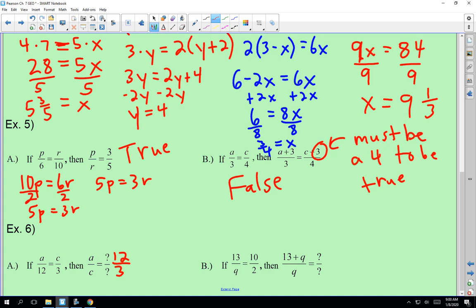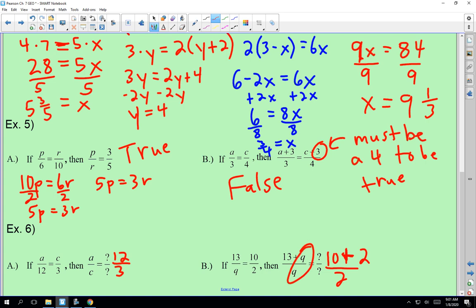And then here, 13 over q equals 10 over 2. So 13 plus q over q equals 10 plus what over 2? What needs to match here? We're really adding 1 to each side. So whatever you add to the top has to match the bottom so that it's equal to 1. So it's 10 plus 2 over 2 is what that should be. That's using property 4. So a little bit of practice with those properties that you're probably not real familiar with.